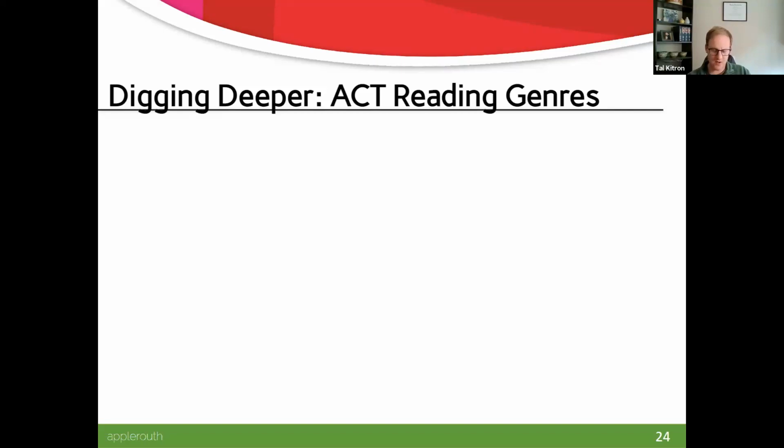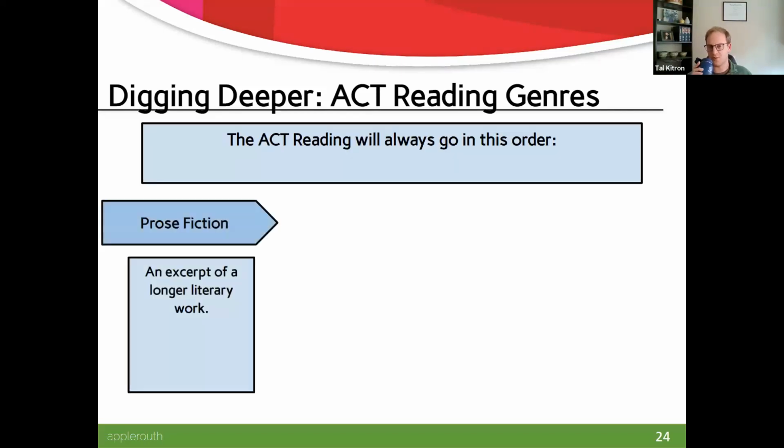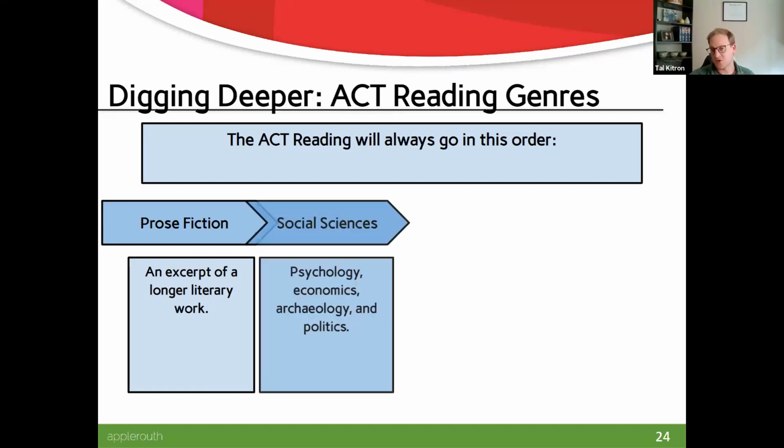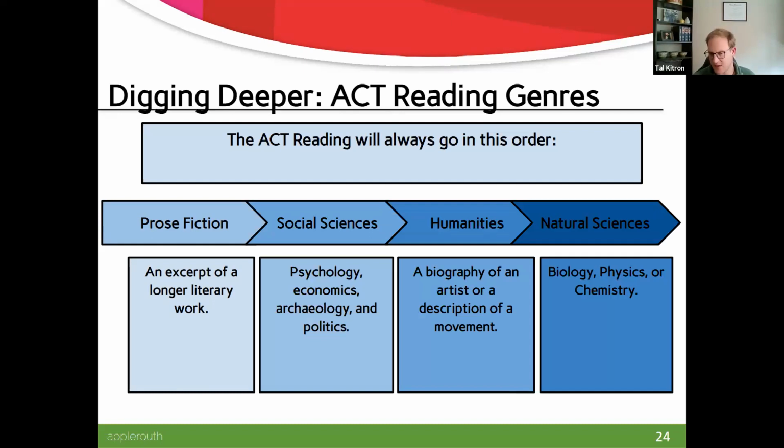So here's what we're looking at on reading. First is always literature or prose fiction: characters, emotions, relationships, more of a story. Second passage is always social science. Third is always humanities. And fourth is always natural science. Knowing that that's the order can be helpful just in case you realize, man, I always get hung up on literature. Maybe I shouldn't start with that one. Some people really need to bounce around or save their hardest passage for last.